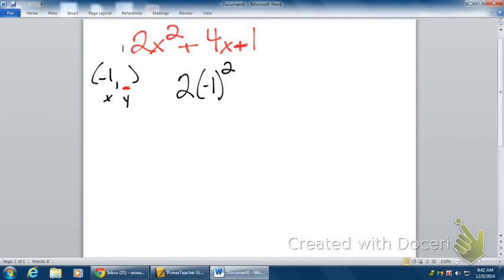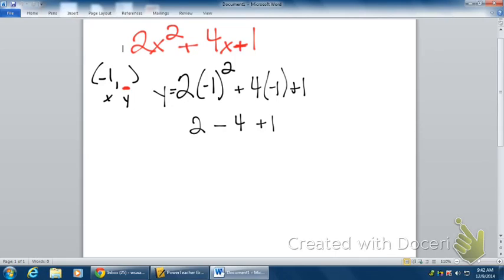We know that our x value, our dotted line, lies on negative 1. We don't know what the y value is for our vertex, so let's figure that out. I'm substituting negative 1 for all my x's, and we are solving for y. Negative 1 squared is going to be 1. So 2 times 1 gives me 2. 4 times negative 1 is going to give me negative 4. And then we drop down that 1.